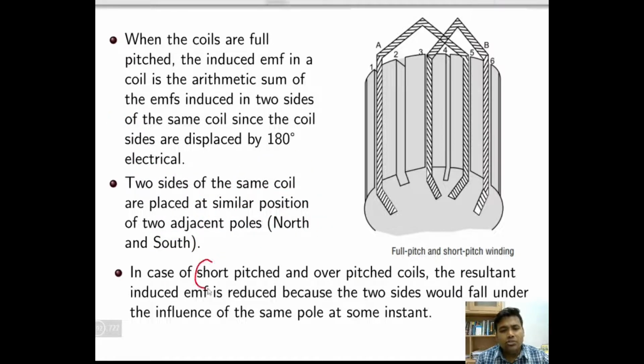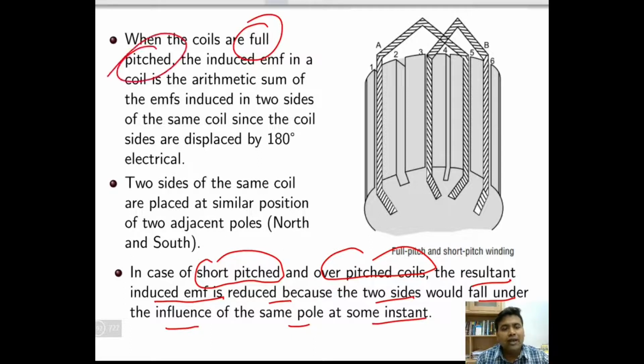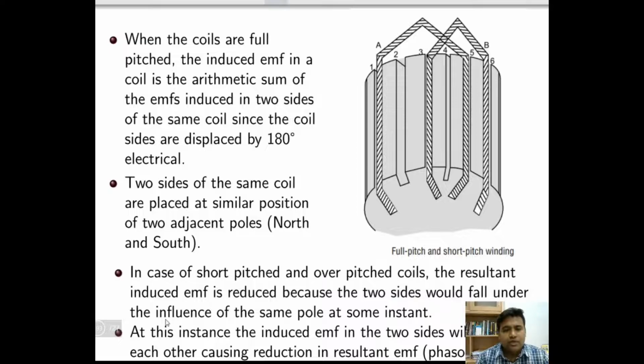Now let us discuss the short pitch coil and the over pitch coil. Here the resultant induced EMF is reduced, because at some instant the two sides will fall under the influence of the same pole. When we discussed the full pitch coil, we saw that the induced EMF is the arithmetic sum and is more. However, for short pitch and over pitch coils, the induced EMF is reduced. At this instant the induced EMFs on the two sides oppose each other. In the full pitch case it was additive in nature, while here it is reduced because the EMFs oppose.